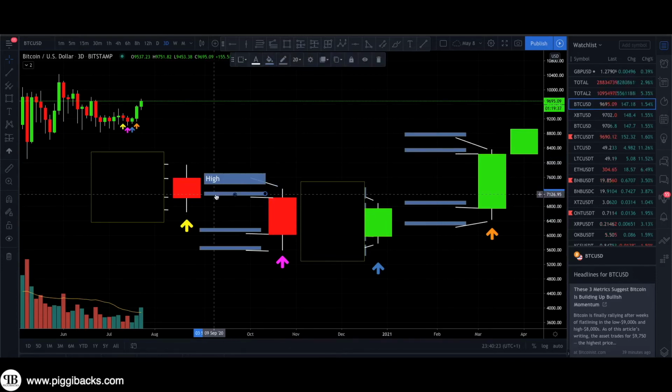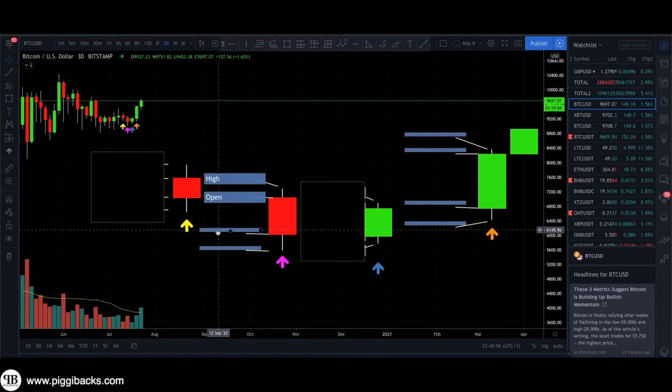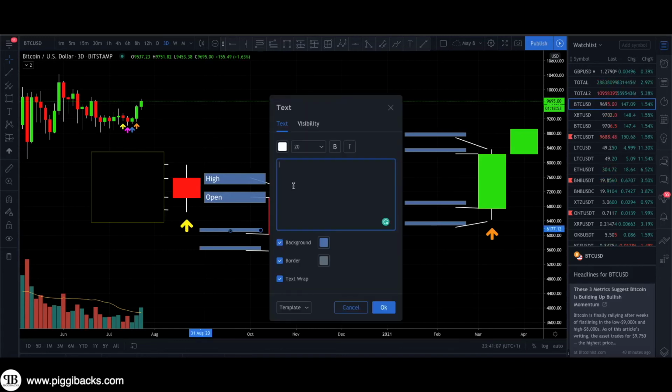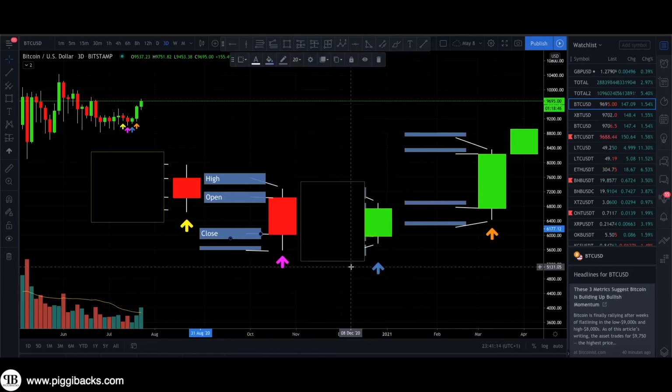What label do you guys think is represented right here where my arrow is pointing right now? If you labeled this as the open, you're correct. This is the opening price of this candlestick. So what would be the label for this one right here where my arrow is now? So this would be the close. If you named it correctly, well done.